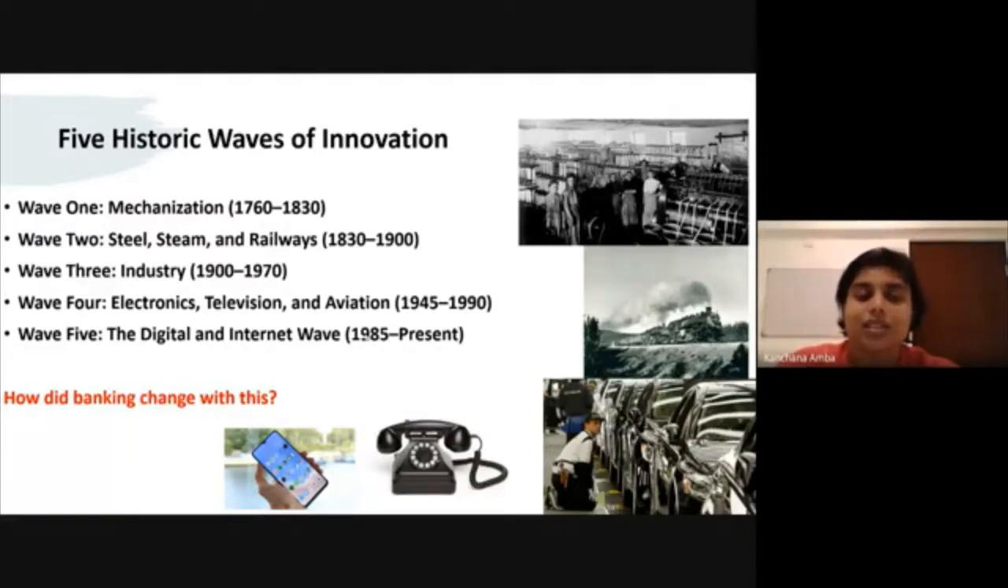And then it came to our countries as well. And this, as we all know, has really changed the way everything is done, right? So concurrently, how did banking change? What were the waves or the phases that banking went through? This is why I put this phone next to this phone, right?